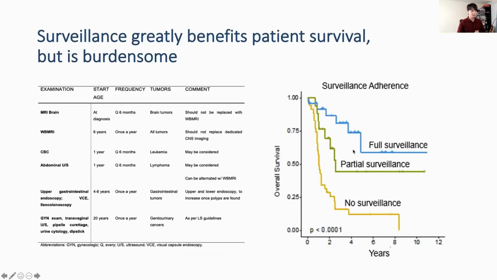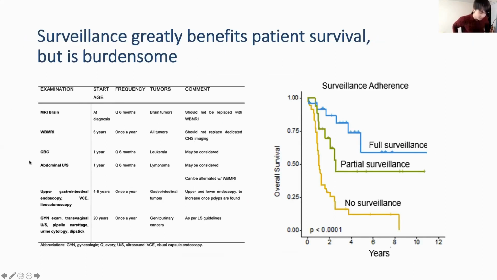And one other problem that we wanted to address using logic was, well, it's related to surveillance actually, as we alluded to a couple of times here and there. Just to reiterate, full surveillance does increase survival very significantly compared to no surveillance. However, the surveillance regime or protocol actually involves a lot of frequent hospital visits, a lot of MRIs, and that actually can be quite burdensome for patients.